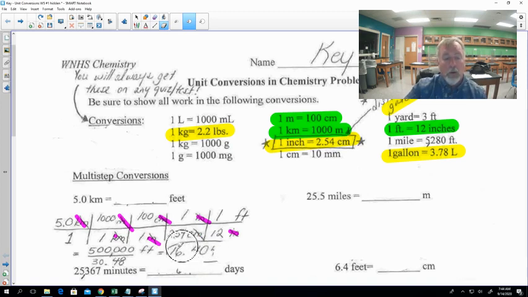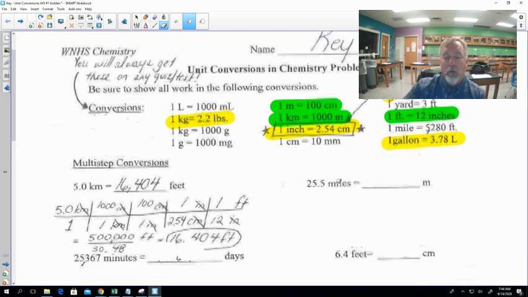And there we go. Punch that into your calculator. 500,000 divided by 30.48. And you're going to come up with 16,404 feet. Okay, that's how I want you to do these multi-step conversions. We have a few more here. I'm going to do them quicker. So if you need to go back and review, please come back to this first one.